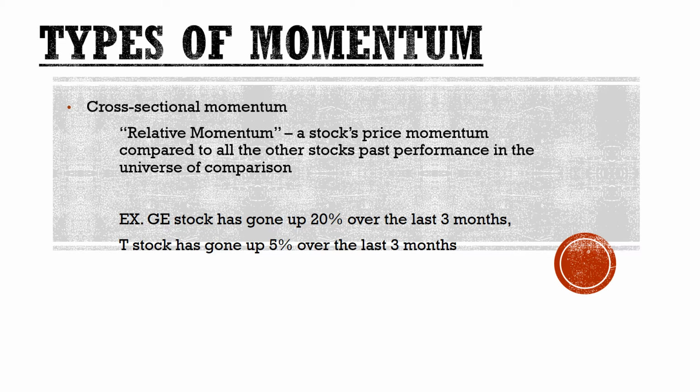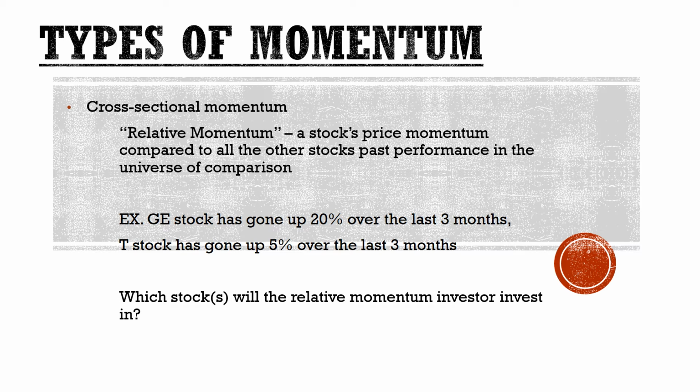So as an example, let's say that the GE stock has gone up 20% over the last 3 months, and AT&T stock, T, has gone up 5% over that same time period. So as a cross-sectional momentum investor, or relative momentum investor, which stock or stocks would we invest in? And the answer here is that you would invest in GE stock, as it has significantly outperformed our universe here, which is only two stocks, basically AT&T. So in this case, you'd probably go long GE, and you'd either short or sell AT&T stock.